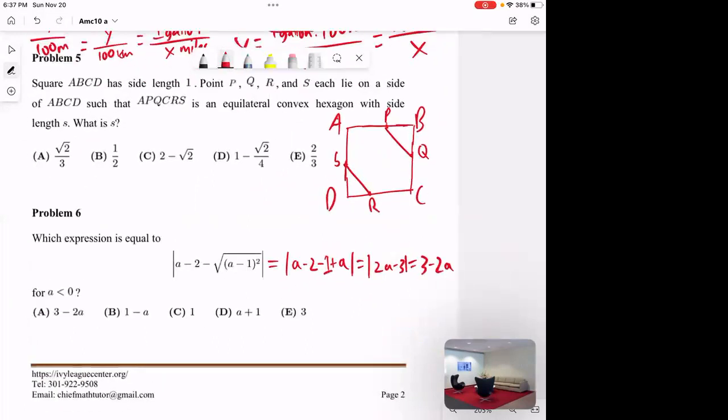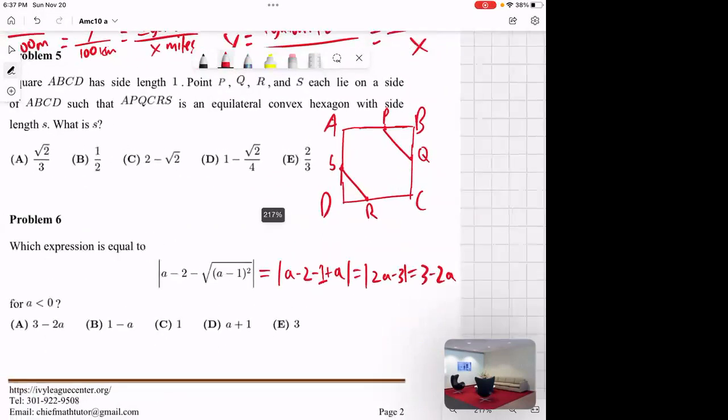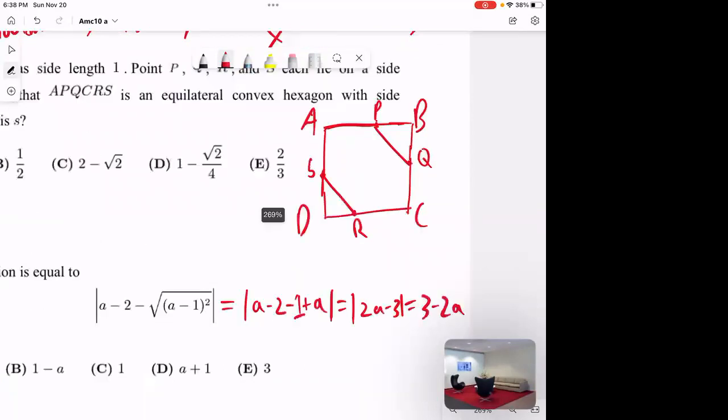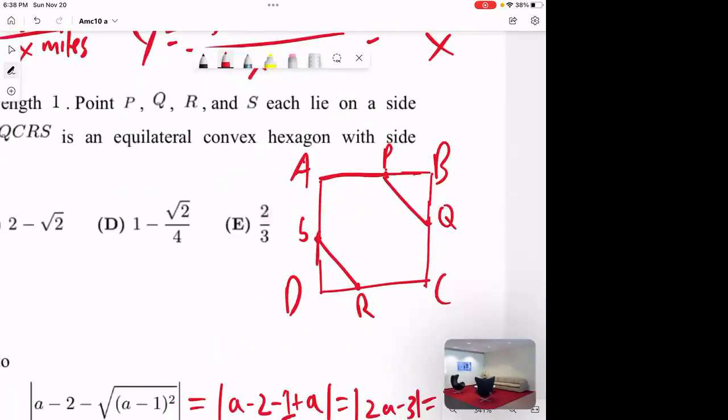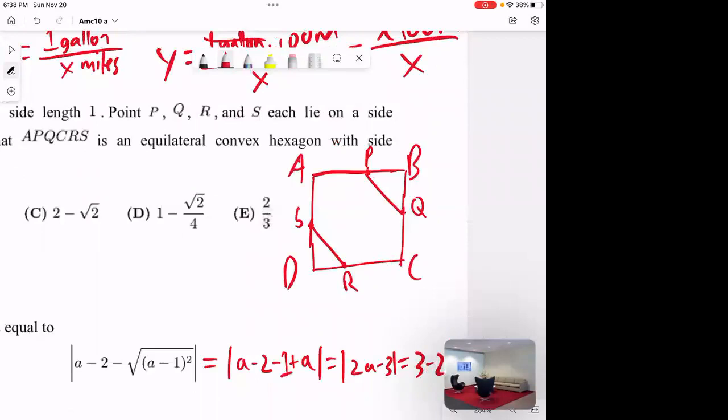Number 5, square ABCD has side length 1. Points P, Q, R, and S each lie on the side of ABCD such that this shape right here, hopefully you can tell, A, P, Q, C, R, S creates a convex hexagon with side length S. So it's like every single equilateral hexagon. So every single side length is the same. So this one's S, S, S, S, S, S.